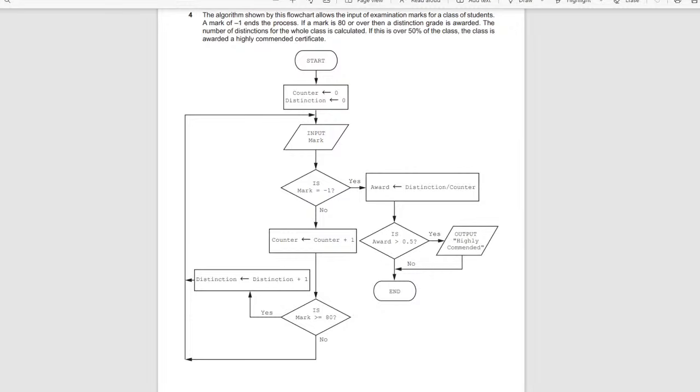Before I start, can you guys hear me? Because every time I do this, I always mess up. So let's get that cleared.